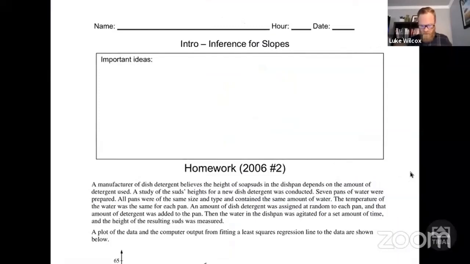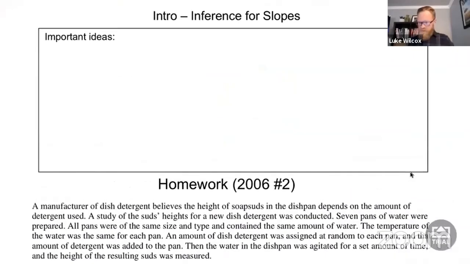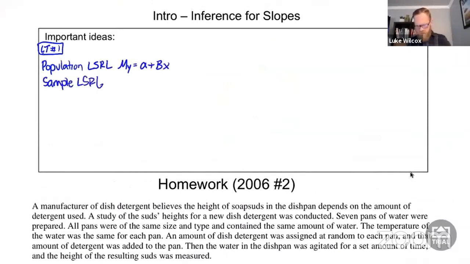Okay, so let's see if we can summarize what we learned here in today's activity. I'm going to go back to the 3 learning targets that we had at the beginning, starting with number 1, which had to do with identifying parameters and statistics. And so I think the important takeaway here is about notation, right? For the population LSRL, we say the mean of y is equal to alpha plus beta x, whereas for the sample LSRL, we use different notation, and this is the one we're more familiar with. Y hat equals a plus bx.